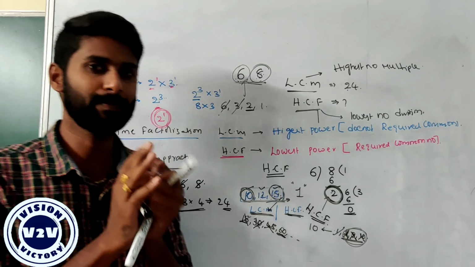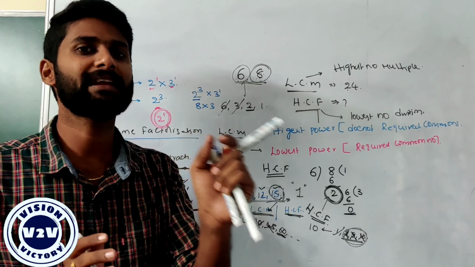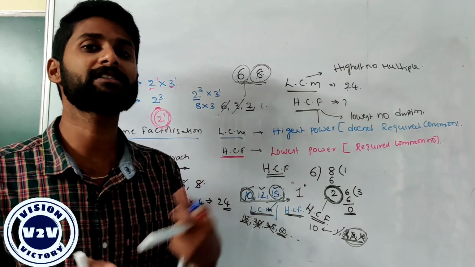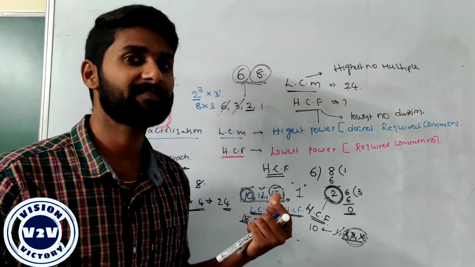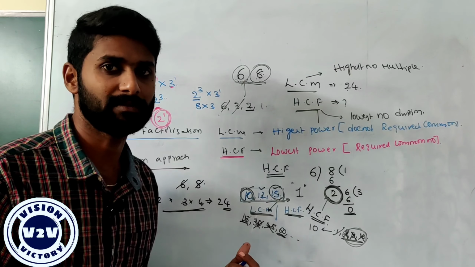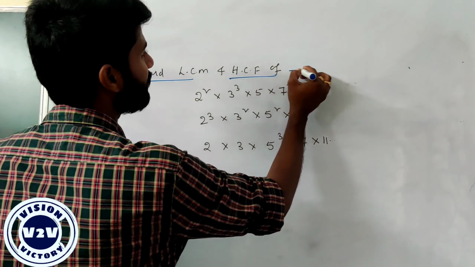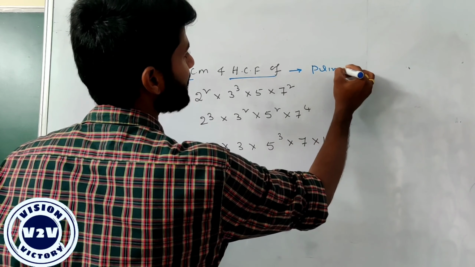Clear? See, simply if we require LCM, pick the highest number multiple. If we want HCF, pick the lowest number factor. The factor can be defined as the highest divisible number. Clear? See, find the LCM and HCF in the prime factorization concept.